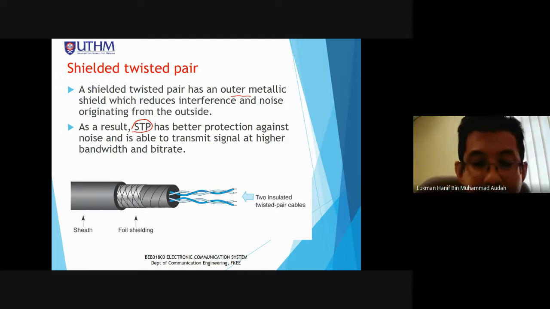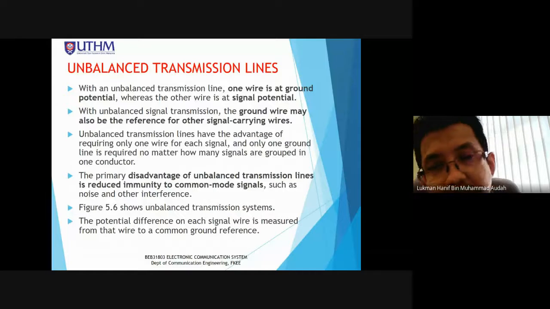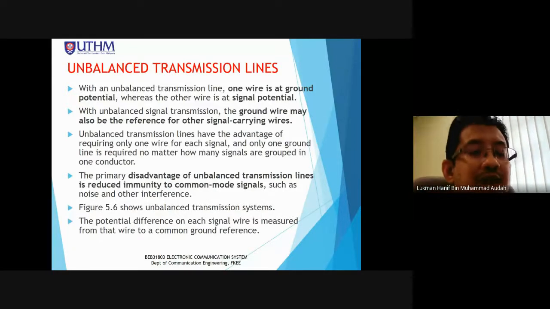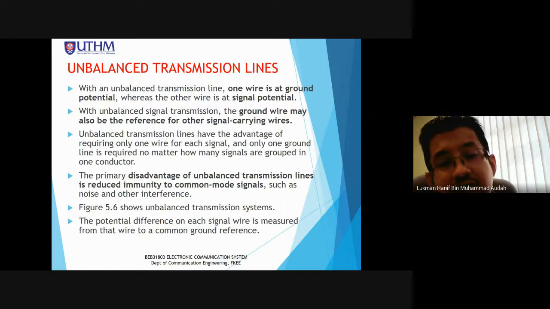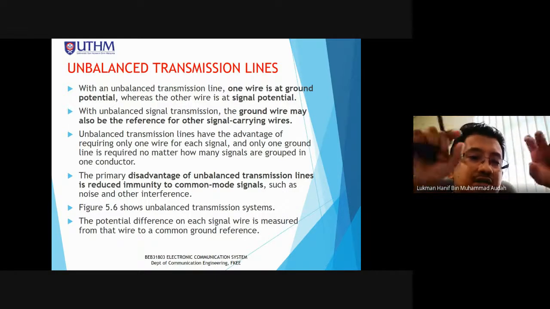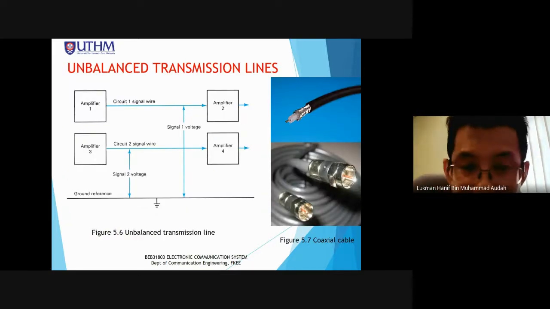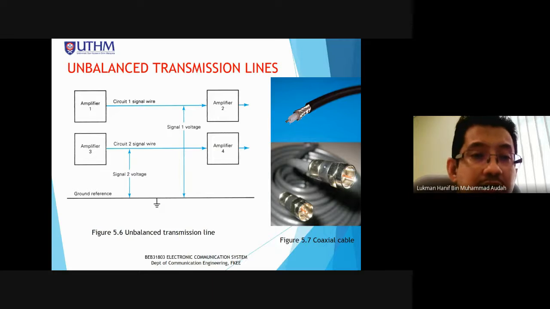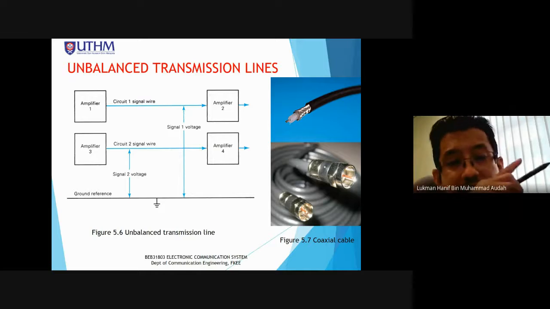Ini semua jenis-jenis kabel lah. Okay. Kemudian kita nak lihat unbalanced. Ini untuk jenis kabel yang kedua, iaitu unbalanced transmission line, where we use only 1 wire at the ground potential whereas the other wire at signal potential. So dalam unbalanced, we are using only single conductor. Cuma ada 1 conductor sahaja. Contohnya seperti ini, iaitu coaxial cable. So coaxial cable dia adalah dalam kategori unbalanced transmission line. Okay, yang mana cuma ada 1 conductor.